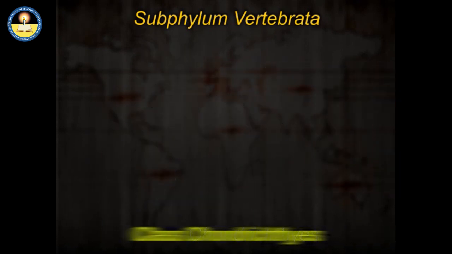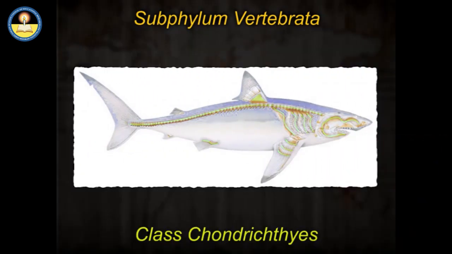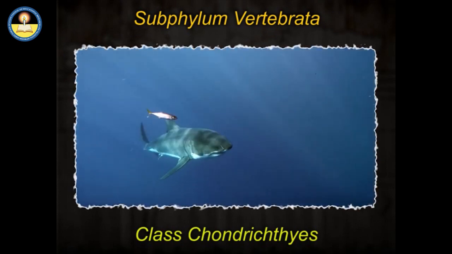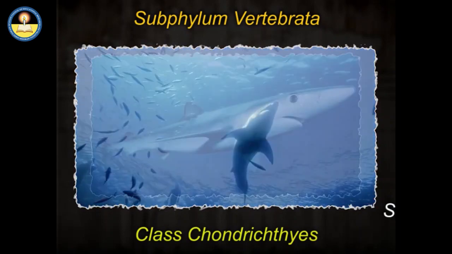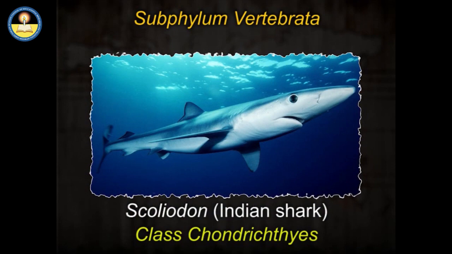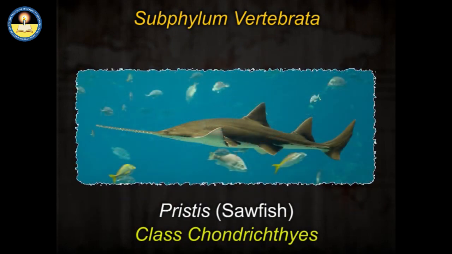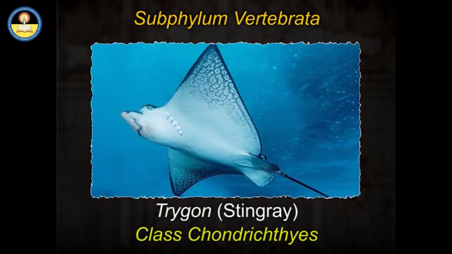Chondrichthyes. These are sharks and rays. The skeleton is completely cartilaginous. Body is streamlined and tail helps in propulsion. Examples: Scoliodon, that is Indian shark, Pristis, sawfish, Trygon, stingray.